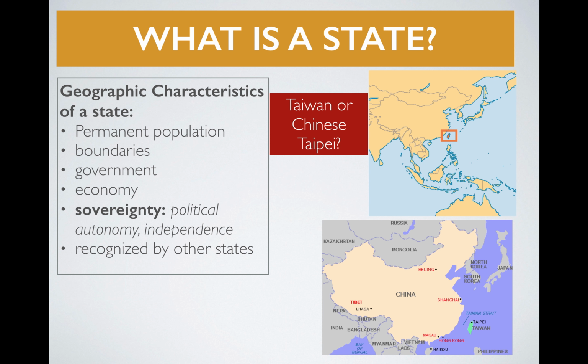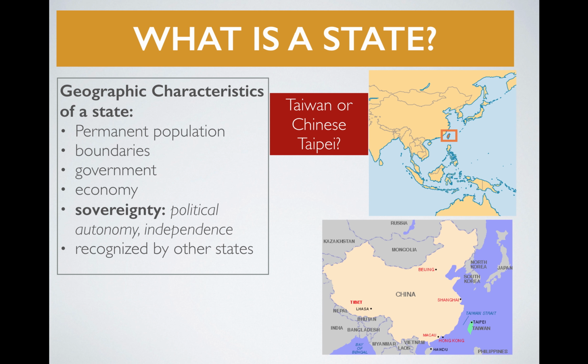To be a state, you have to have a permanent population. You can't have people come in and go, and there has to be a resident, permanent population of people. Got to have boundaries, got to be defined where your territory is and where it's not. Need a government, so you need some sort of ruling structure. Need an economy, so some way to create and support people in this place.